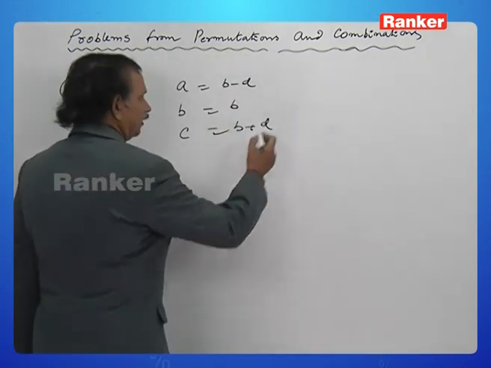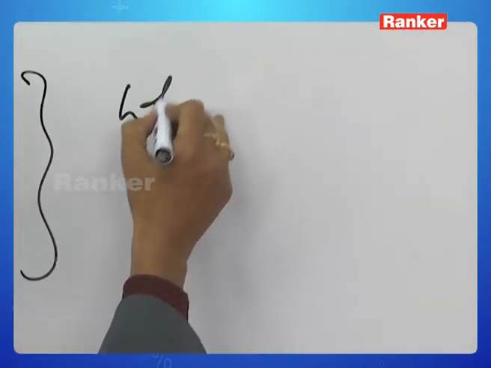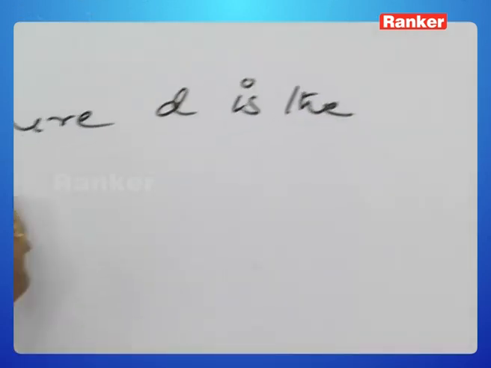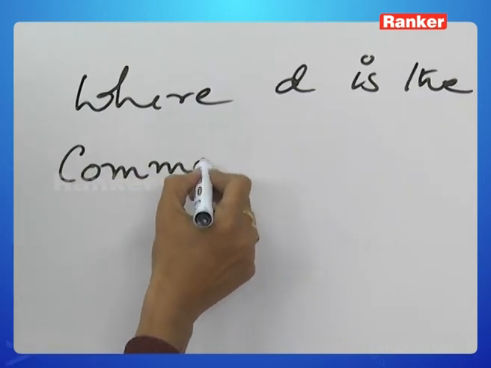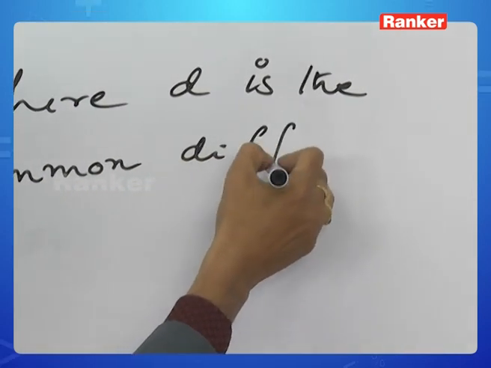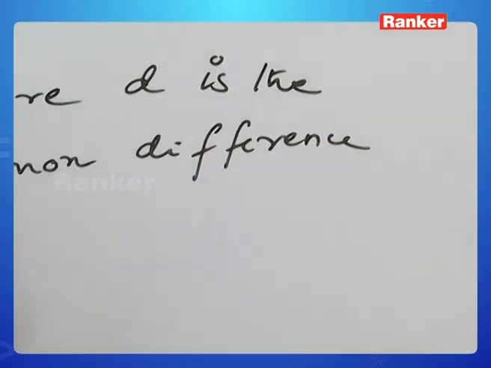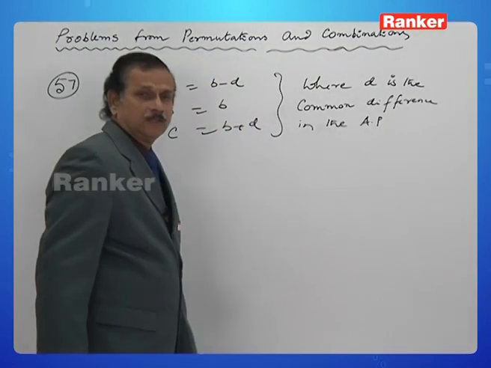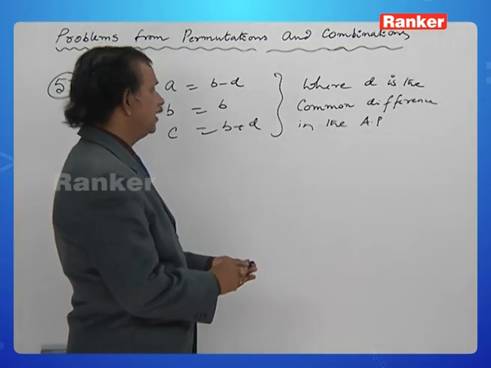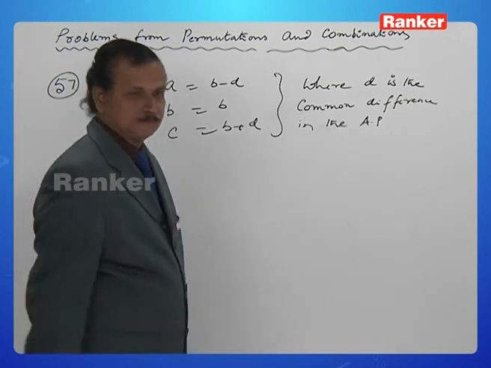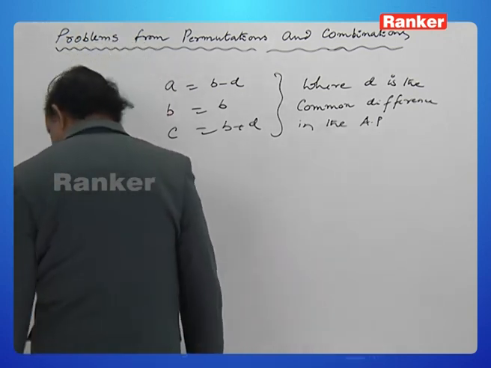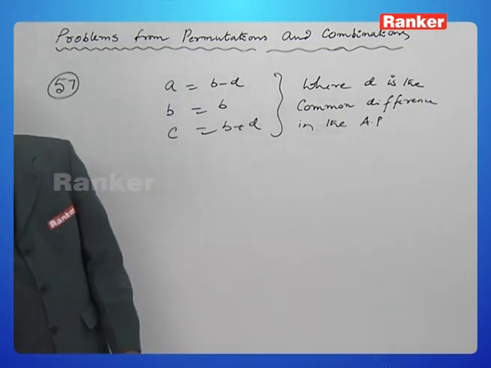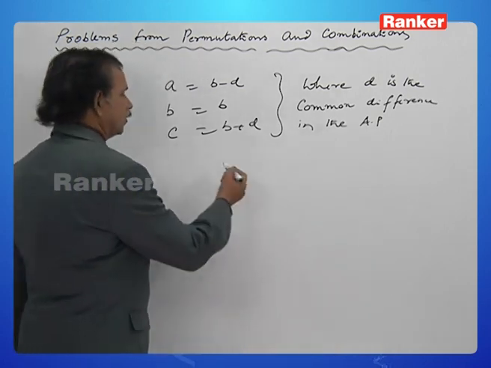Here, what is D? It is the common difference in the AP. Well, one more condition has been given. What is the condition? ABC is equal to 4. He has given that ABC is equal to 4.